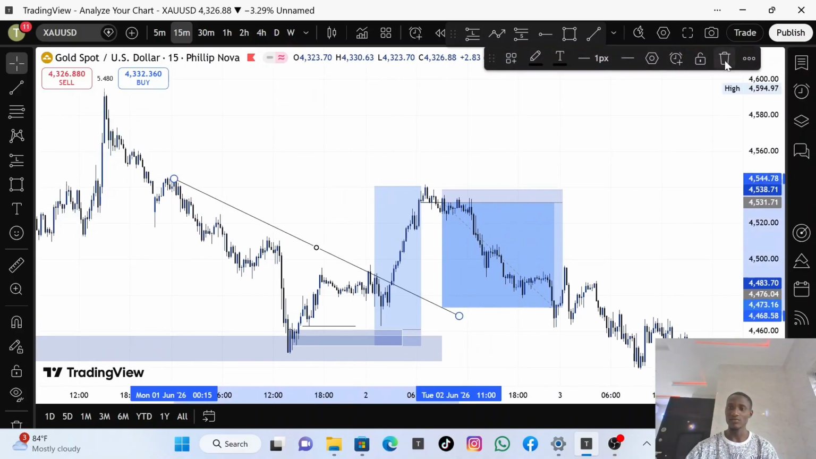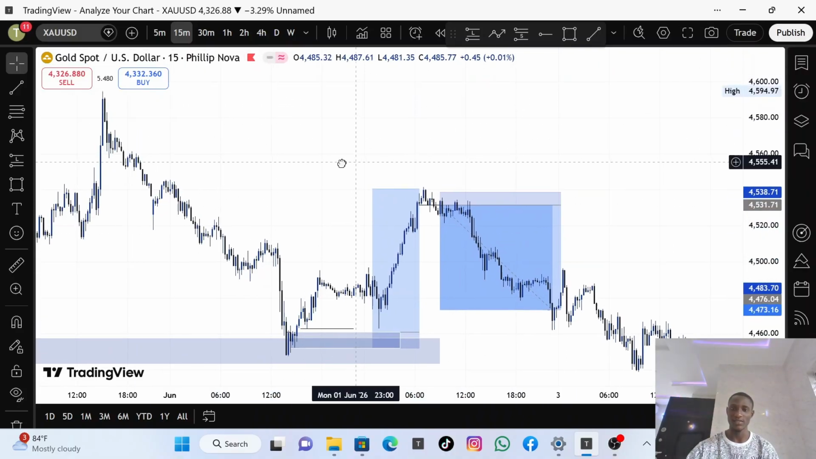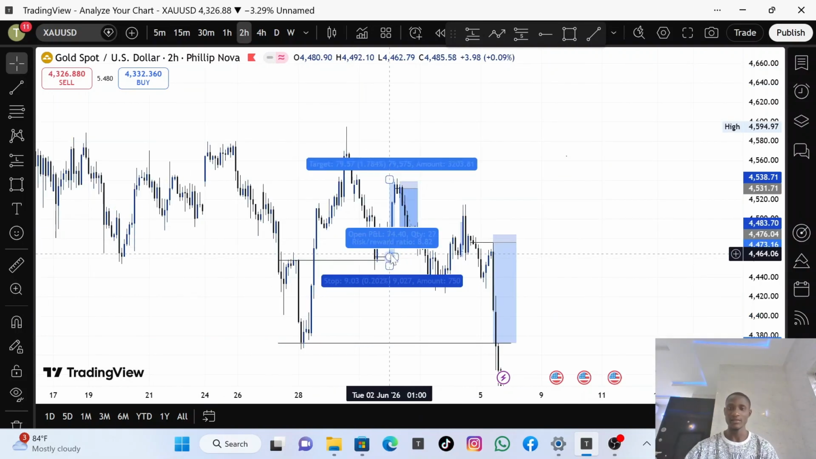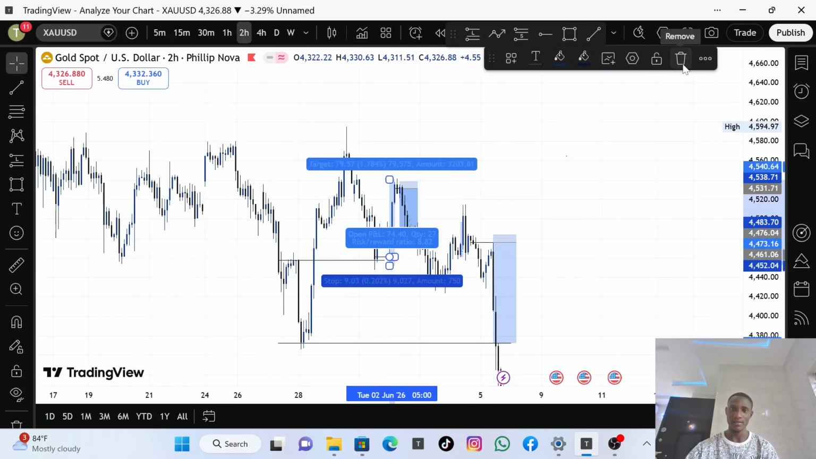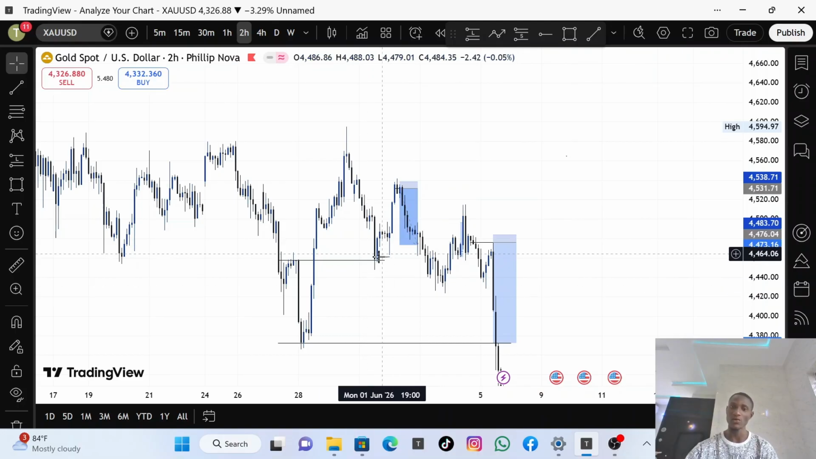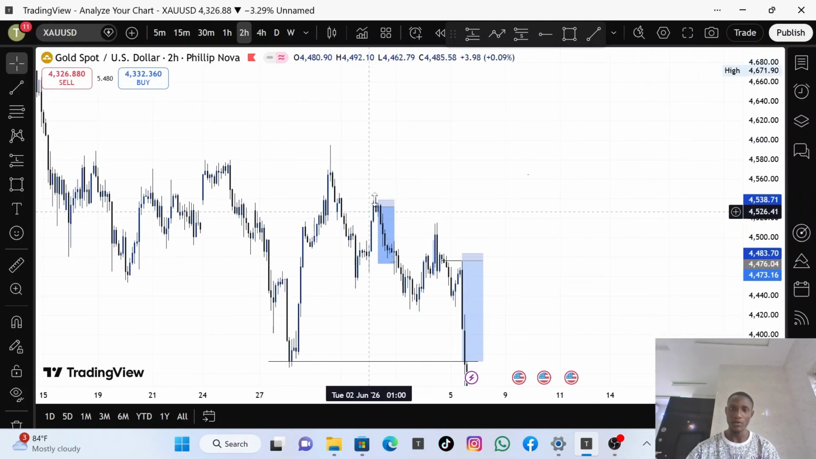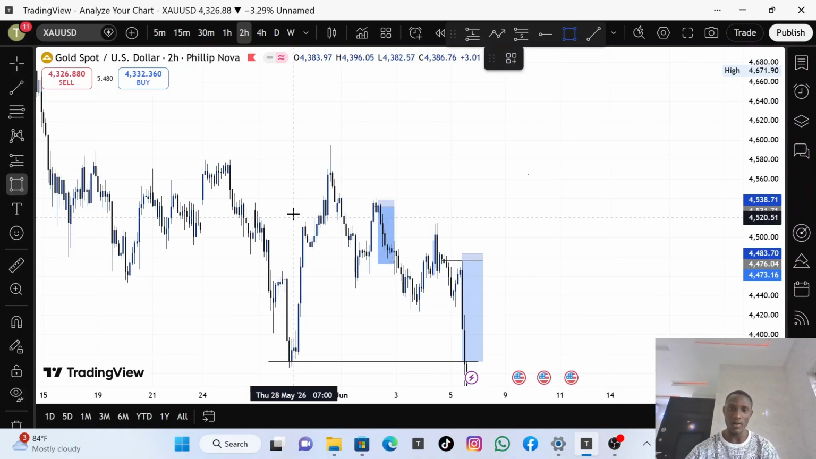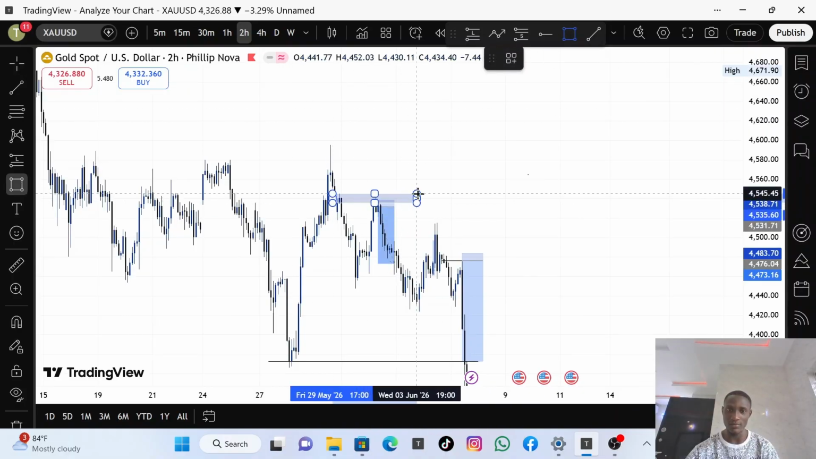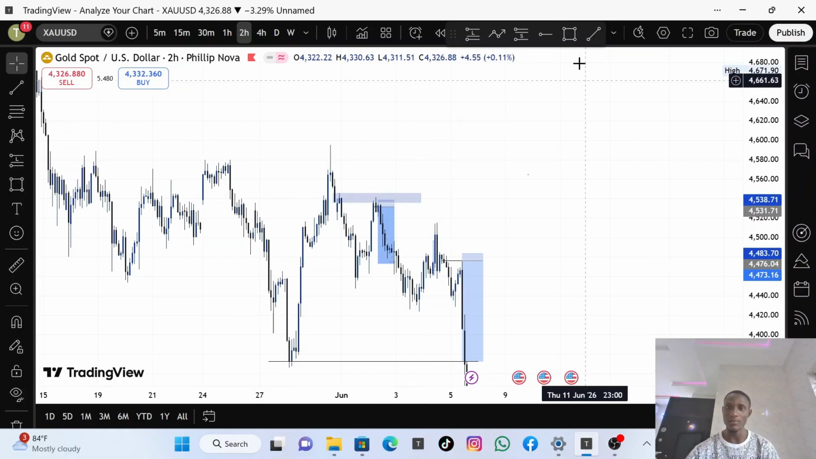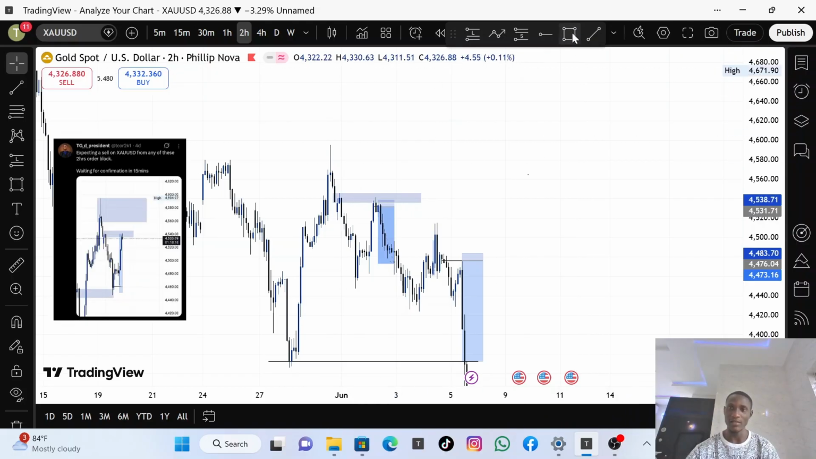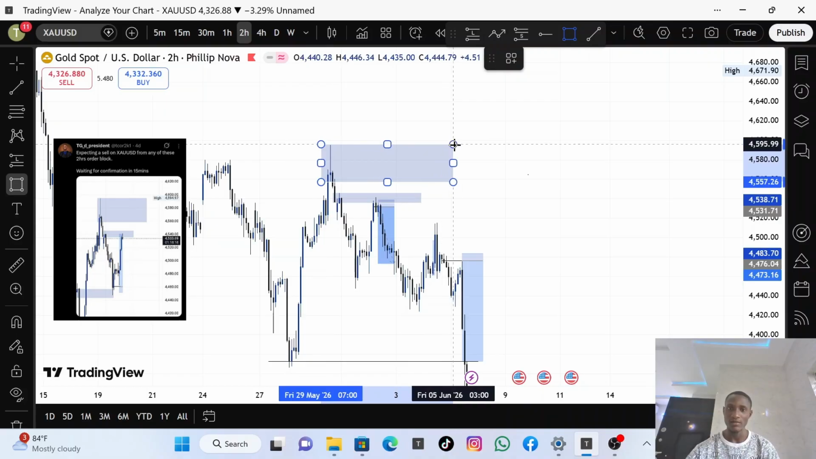So let's go over the reason why I took the second trade. Let me delete this first missed entry, so I will be able to explain this one very well. As you can see, when the market was pulling up, I mapped out these 2 two-hour order blocks, and I shared it on my social media platform that I'm expecting a sell from these 2 order blocks here.